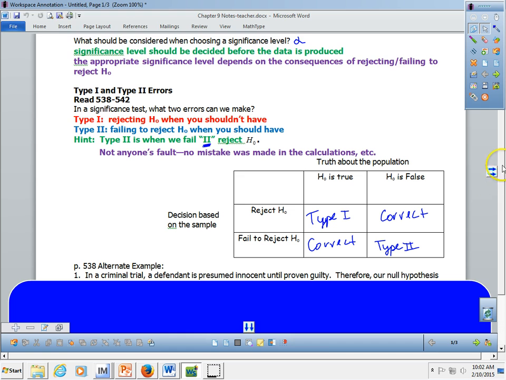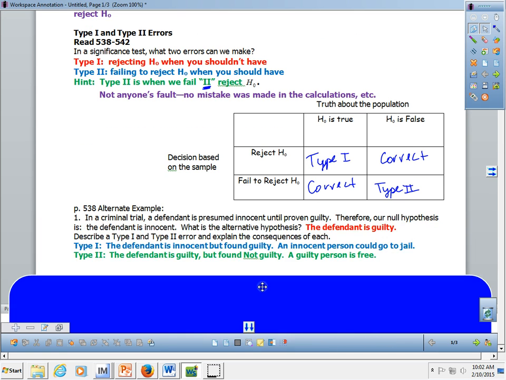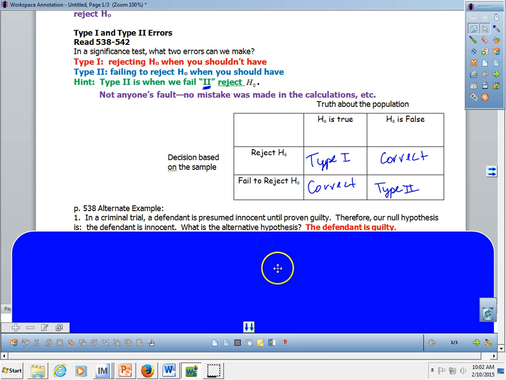Okay, so in this next example, we're back into our jury trial, right? In a criminal trial, a defendant is presumed innocent until proven guilty. We talked about this. Therefore, our null hypothesis is that the defendant is innocent, right? That's the claim. Our statement of no difference would be that he is innocent. It's what we're supposed to believe, right? What is the alternative hypothesis? It's obviously then that the defendant is guilty, okay?